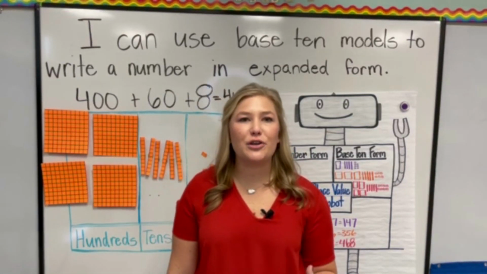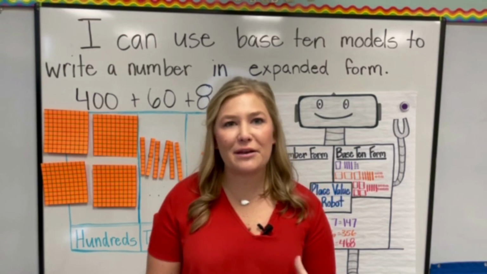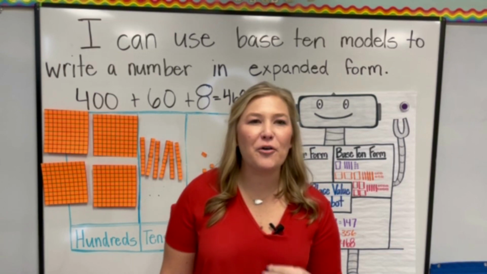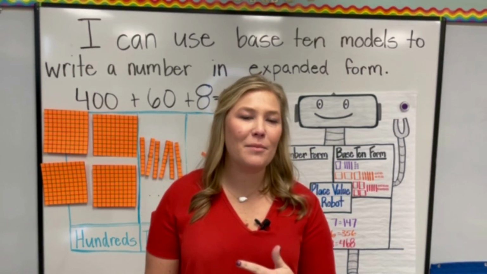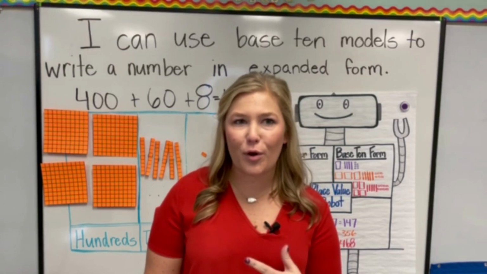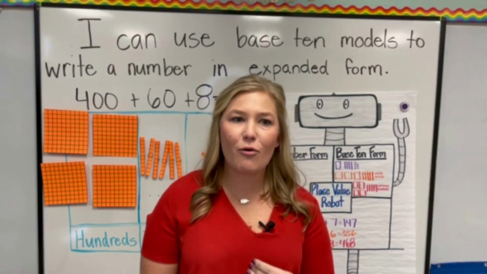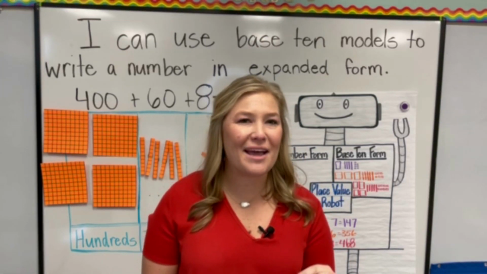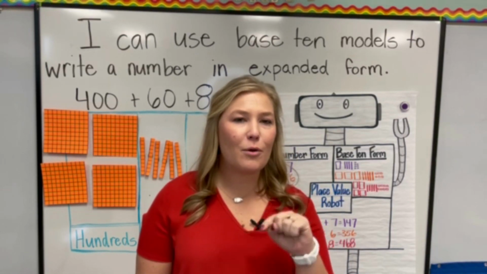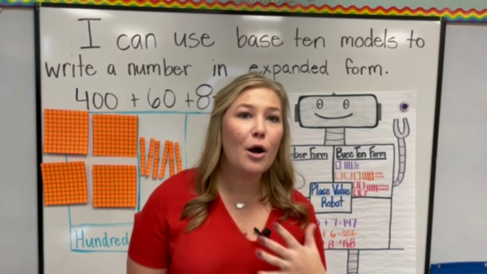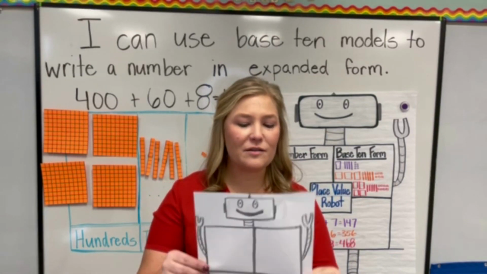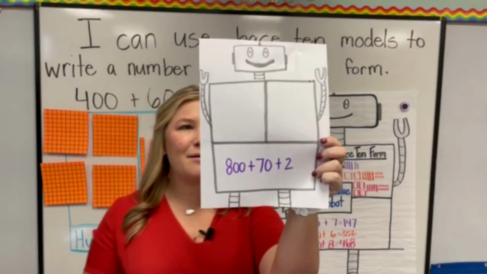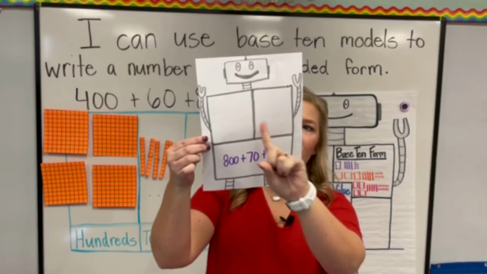Now, I have a challenge for you today. I'm going to give you a number in expanded form, and I want to see if you can put this on your place value robot and also fill in the number form and the base 10 form. So by looking at your expanded form, are you able to put the number back into number form? Are you able to then draw those base 10 models? I definitely think you can. Here's the number in expanded form, and I want you to write it down and see if you can fill out the rest of your place value robot by knowing the expanded form. Our expanded form is 800 plus 70 plus 2. Can you fill out these other spots?